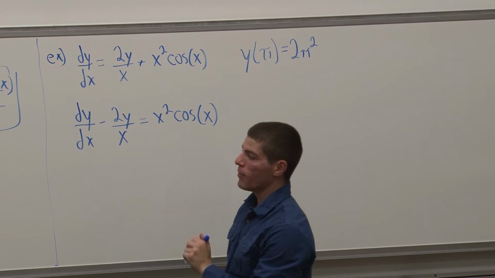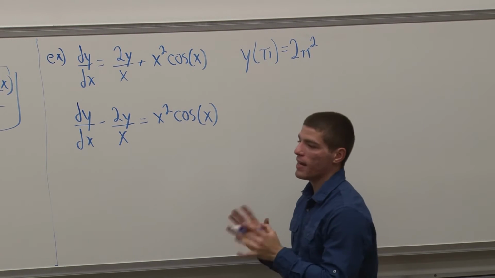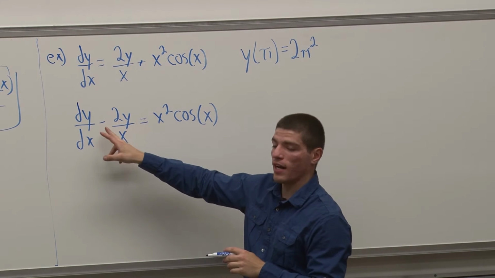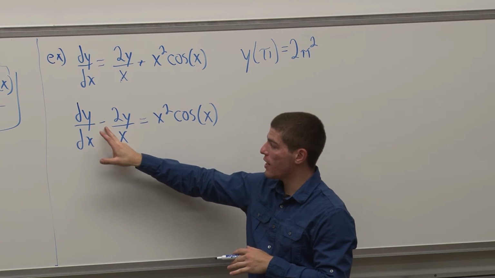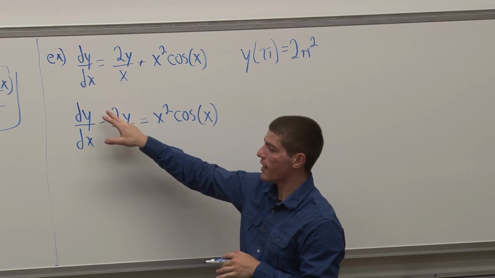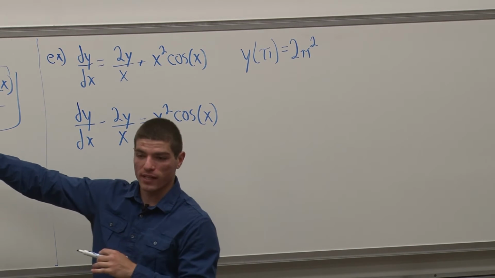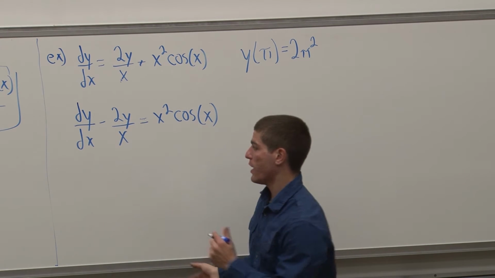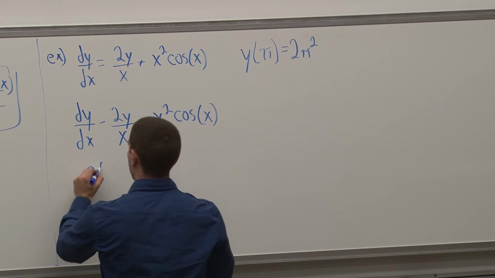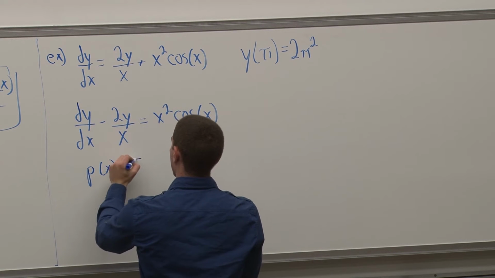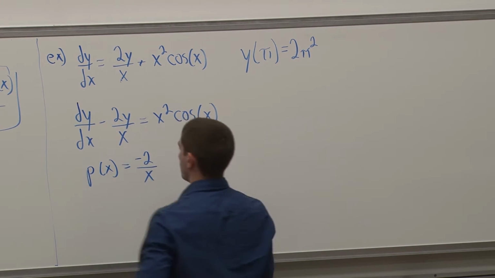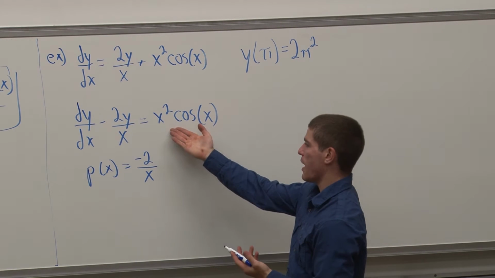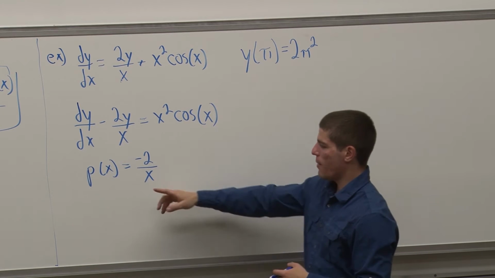OK, so next step, find p of x and q of x, locate these two functions. So we found p of x right here. Make sure you don't forget if there's a negative in front of it. Make sure you include that negative inside the p of x, because the original form is plus p of x. So if you have, just like this, minus 2 over x, that will be your p of x. So let's write that down. p of x is going to equal negative 2 over x. So it's everything in front of the y, including the negative. q of x is right there, and p of x right there.